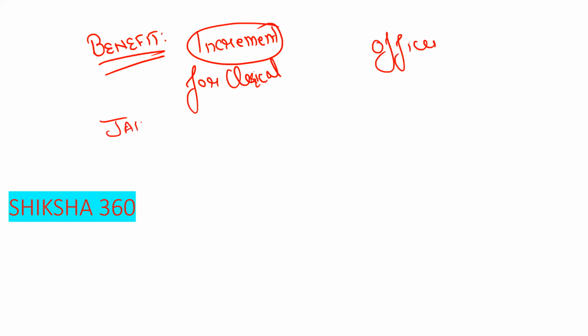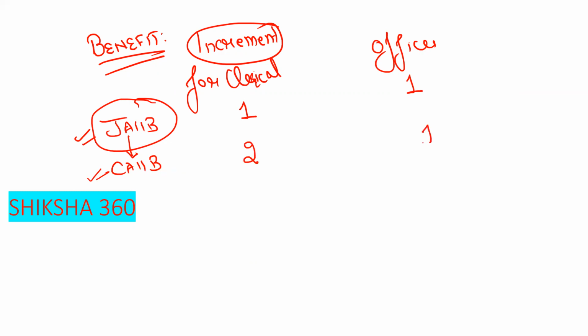JAIIB, CAIIB. CAIIB is the second paper after the JAIIB, if you clear. So there is one increment for the clerical and one increment for the officer for clearing the JAIIB, and for clearing the CAIIB. You can attempt CAIIB only if you clear the JAIIB. For JAIIB, there are 2 increments for the clerical and 1 increment for the officer.